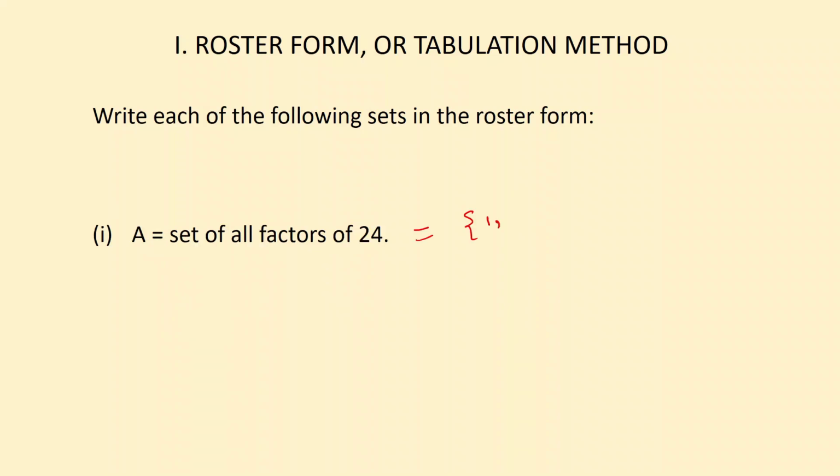Let's start with 1, then 2 is a factor, then 3 is a factor, then 4 is a factor, 5 is not a factor, then 6, 8, 12 and 24. So this is the set of all the factors of 24. Again, it is your discretion whether you want to include 1 and 24 or not, because they are the trivial factors of any number. 1 is a factor of every number, and the number itself is a factor of itself. So 1 and 24, that's your discretion whether you want to include them in the set or not.